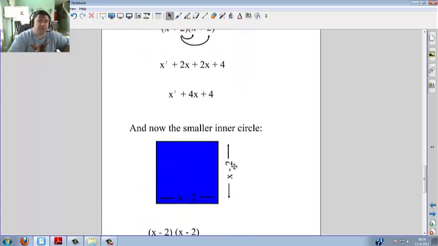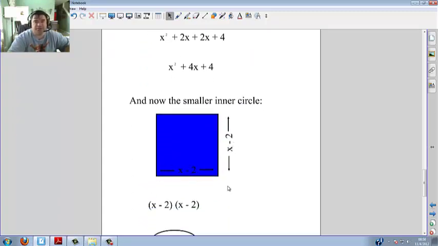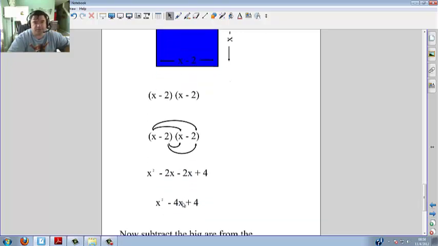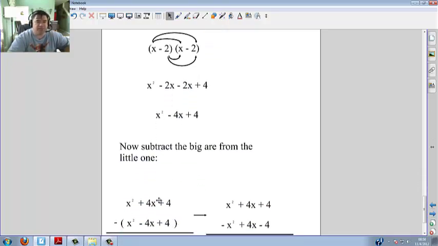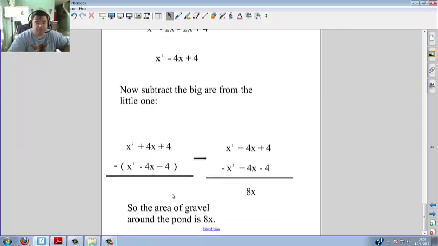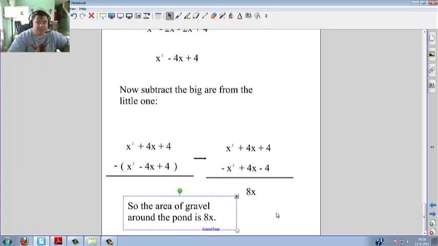And then we're going to subtract the smaller square. First we have to multiply these two to find the area of the smaller square. x times negative 2, negative 2 times x, negative 2 times negative 2: x squared minus 4x plus 4. Now if we subtract the small from the big, so this minus this, remember when I put the negative I switch all these signs, as you're supposed to do. The area of the gravel around the pond is 8x.